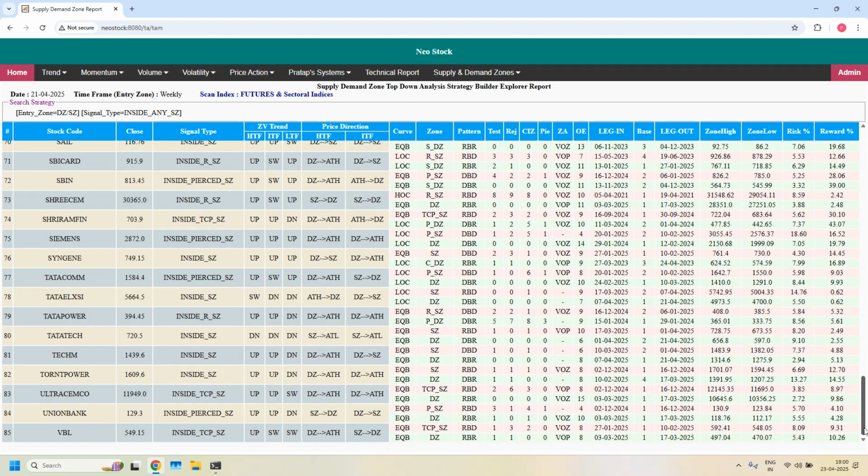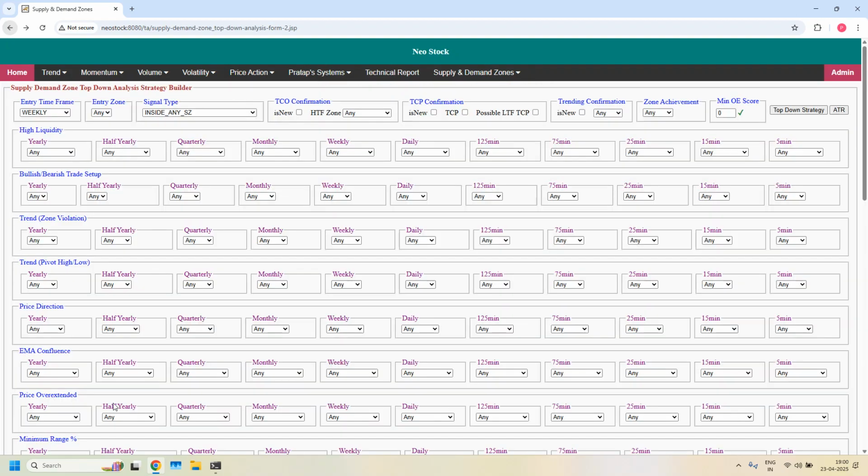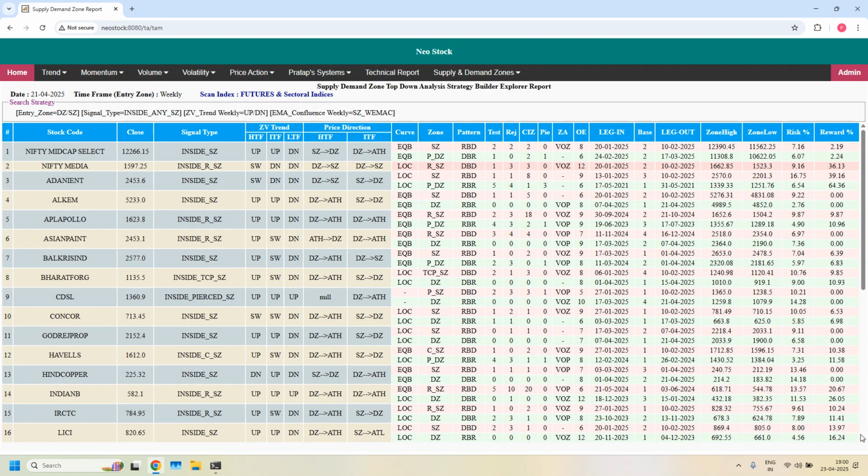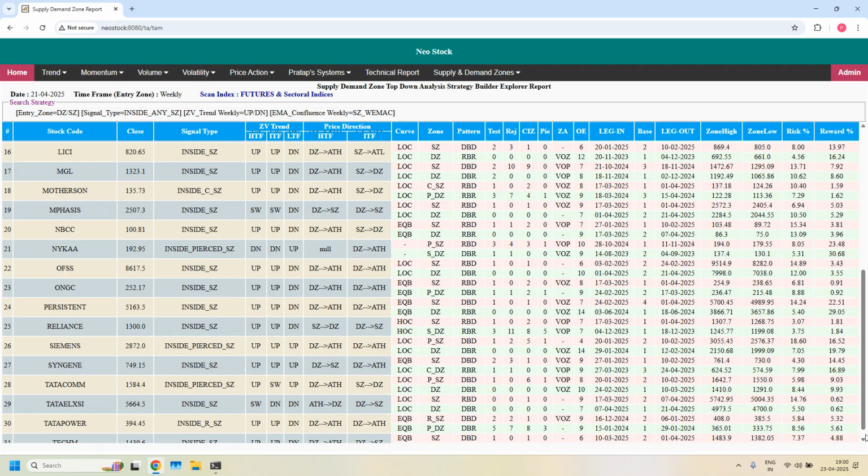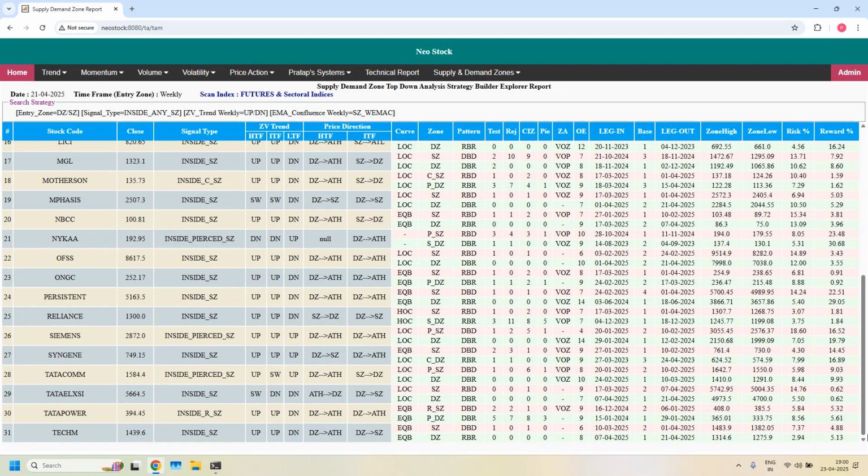We can further filter based on the weekly supply zone having weekly EMA confluence. So we got multiple stocks. First 16 stocks in the list. Scrolling the list down. So total 31 stocks are filtered.